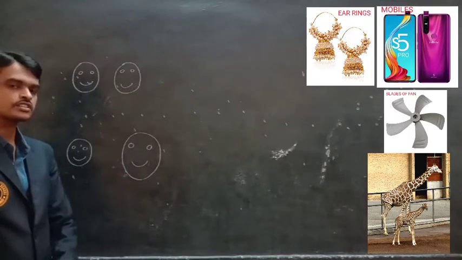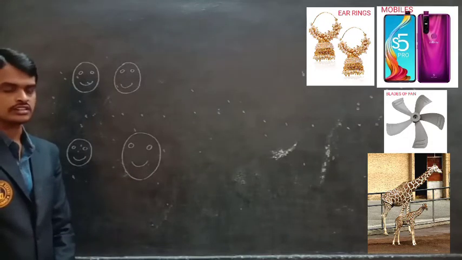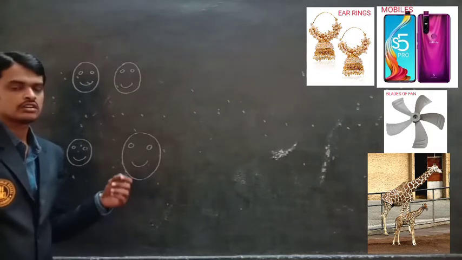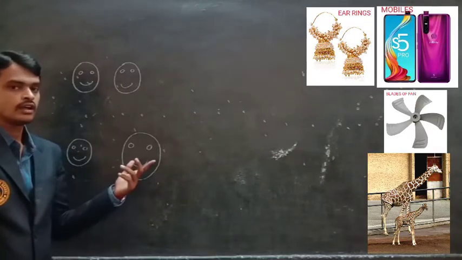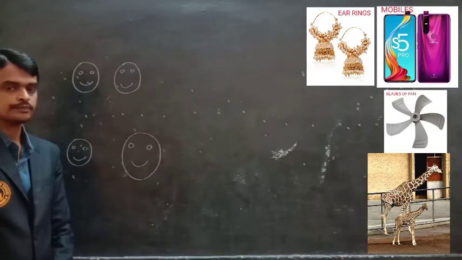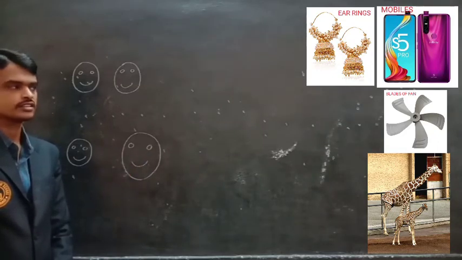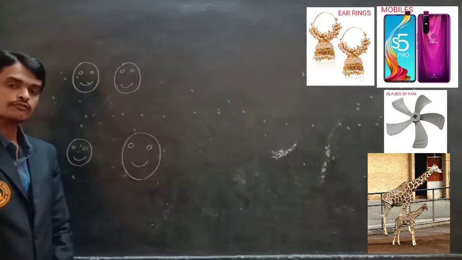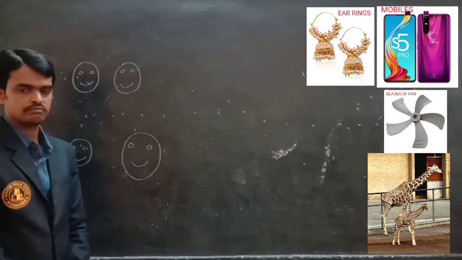What are you seeing in this image? Yes, earrings. How are they? Both are the same size and the same shape. Let's look at one more picture. What are you seeing in this image? Yes, two same mobile phones. They are also the same size and the same shape.